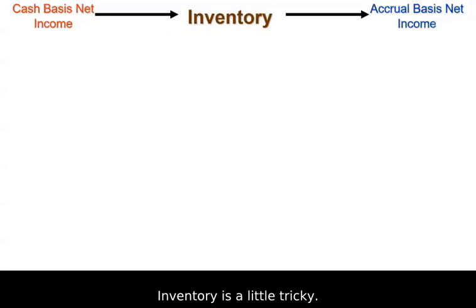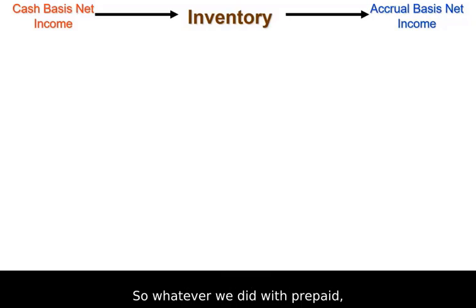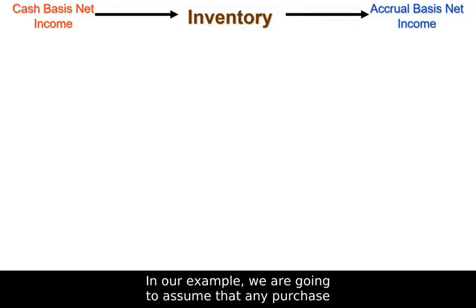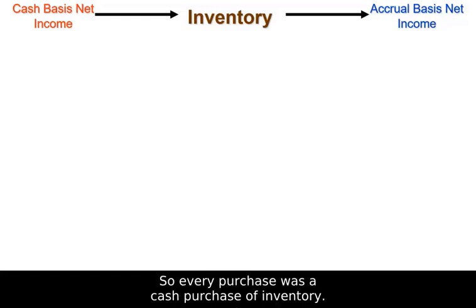Inventory is a little tricky. Think about the example we did on prepaids, because inventory, we don't call it a prepaid, but it really is very similar to a prepaid. So whatever we did with prepaid, we're going to do the same thing with inventory. It's just we're going to use different account names. We're also going to make an assumption here. In our example, we are going to assume that any purchase of inventory was made using cash. So every purchase was a cash purchase of inventory.